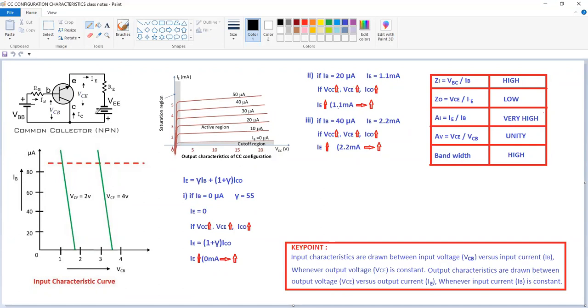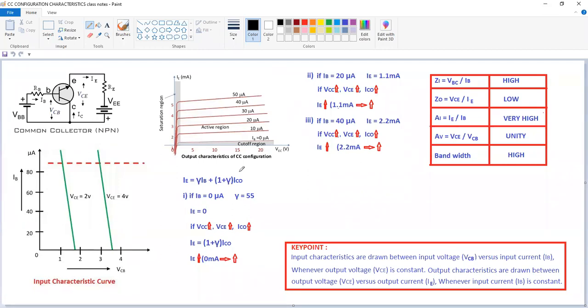If I am not going to apply this VCE, then what will happen? Here, there is no IC naught. Now this equation will become IE is equal to gamma into IB. Here, initially I am assuming IB is equal to 0. If IB is equal to 0, then what will happen to IE? IE will become 0, without this reverse saturation current.